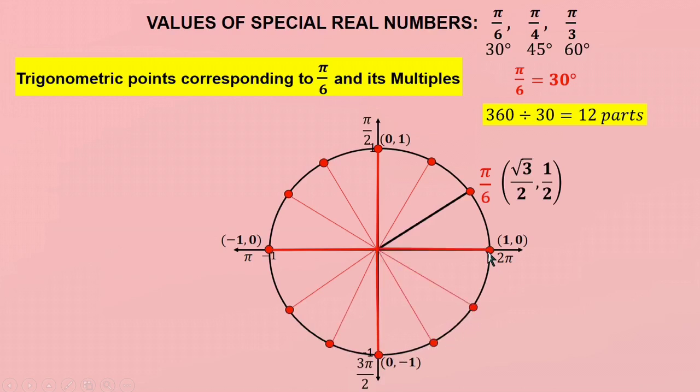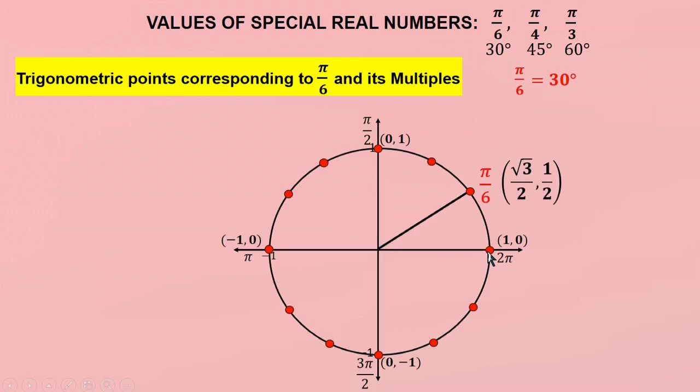Now that we have divided the circle into 12 parts, measuring 30 degrees each, we can now identify its multiples. The multiples of pi over 6 are determined by this auxiliary rectangle. So these points are the multiples of pi over 6.